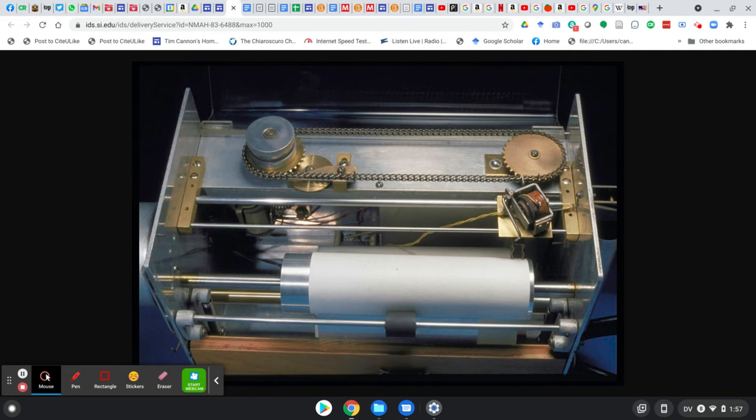The paper had to be very dense because if the ink from the pen worked its way through the paper, it would have put a hole in the paper, and that would be the end of data collection for that day. Okay, now let's look at these two things here.